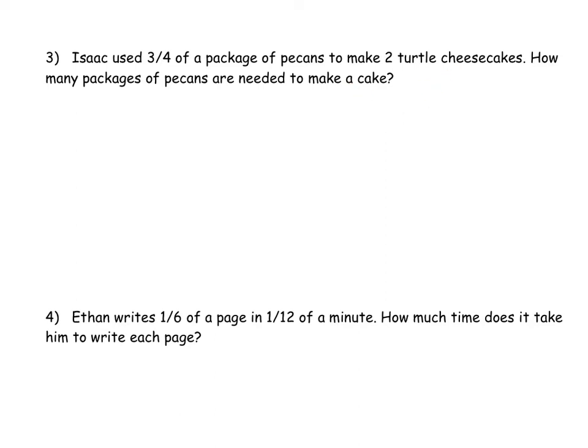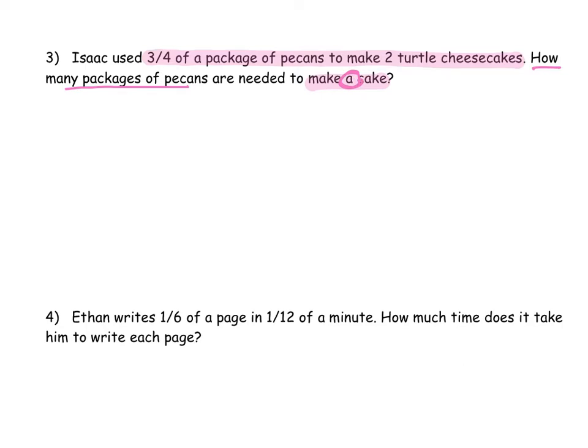So let's highlight the information that kind of stands out. They mention 3/4 of a package of pecans, and that's compared to 2 turtle cheesecakes. Right there's our first ratio. They go on to ask, and here's the important question, how many packages of pecans? That's our unknown. Does it need to make a cake? So we're going to notice the word a, so we're referring to one cake.